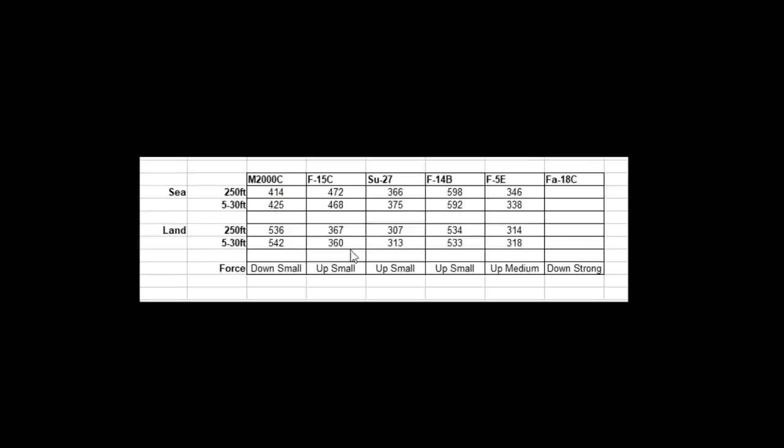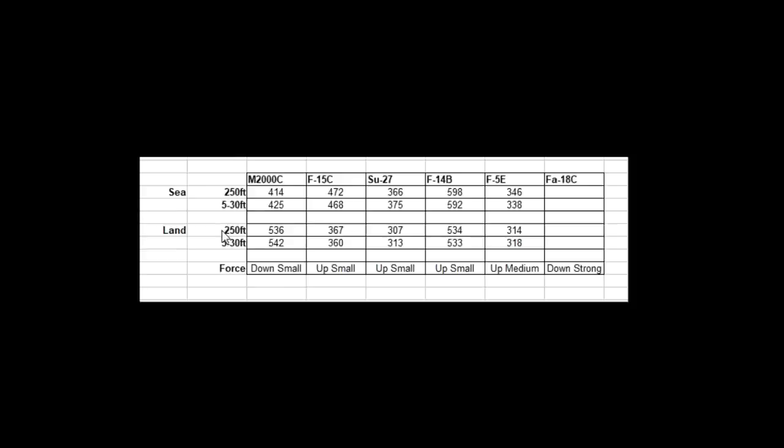So, Mirage 2000 increased, if we take it from 250 feet to 5 to 30 feet with the same throttle and everything the same trim, then it had an increase of 11 knots when in ground effect, and ground effect was basically within 5 to 30 feet, which is what we flew with all of the aircraft, measured from the bottom of the plane to the ground.